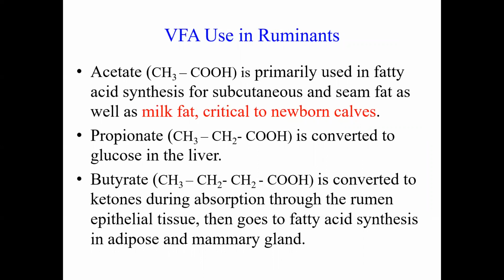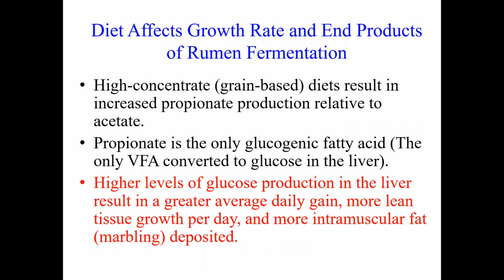Propionate is converted to glucose in the liver. Butyrate is converted to ketones during absorption through the rumen. It goes to fatty acid synthesis. Well, if we look at this a little bit closely, we see that high grain diets, which have more starch, result in more propionate production relative to acetate. Propionate is the only VFA that's converted to glucose in the liver.